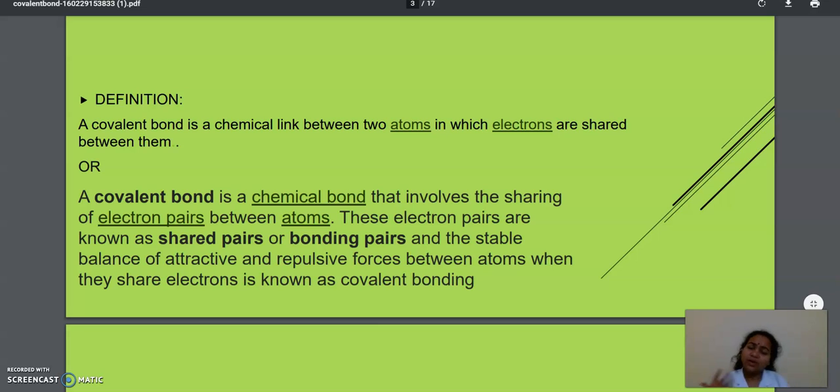And why they are sharing electrons? In order to attain the stability, that is, in order to attain 8 electrons in the valence shell. So there is a balancing, attractive and repulsive force between these atoms when they share the electron. This is known as covalent bonding. So there is an attractive and repulsive force between these atoms. This is known as our covalent bonding.